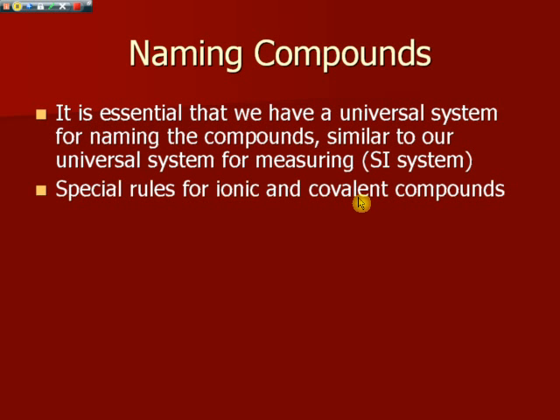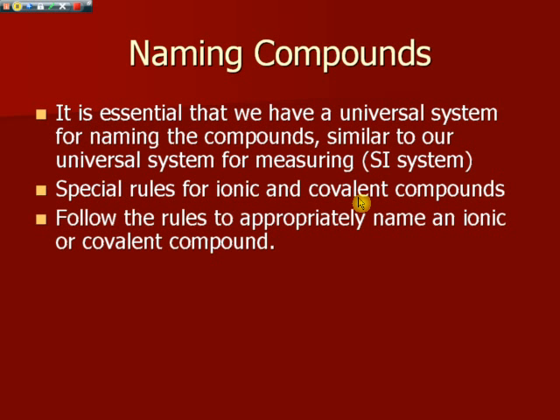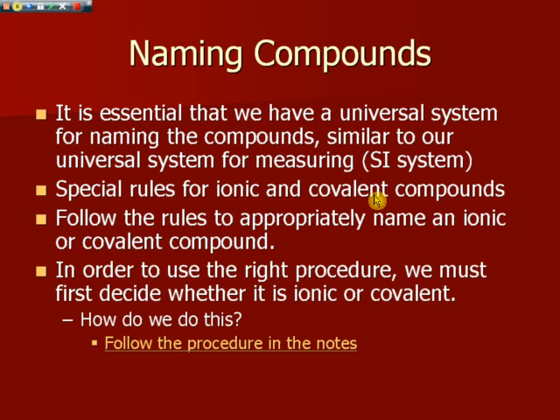Now, we have special rules for ionic and covalent compounds, which makes it necessary for us to identify which compounds are ionic and which compounds are covalent, because different rules apply for naming them. We need to follow those rules to appropriately name an ionic or covalent compound. In order to use the right procedure, we must first decide whether it is ionic or covalent. And again, how do we do this?